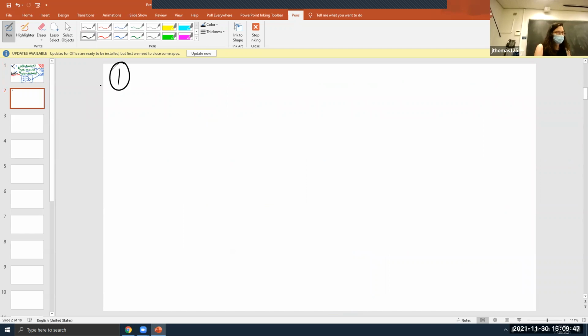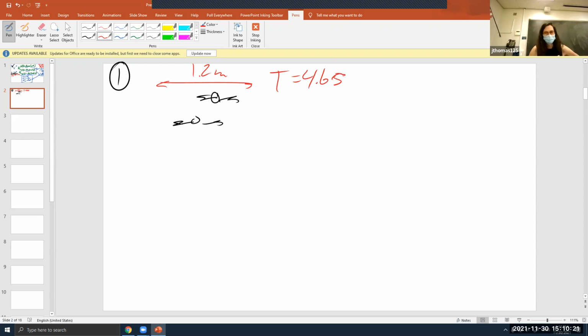We have two objects that are oscillating back and forth. They are oscillating along a string with a given length. They tell us the length is 1.2 meters. And they tell us they have the same period. Both of them have a period of 4.6 seconds. And then they mention that there is a phase difference. And I'll come back to where the phase difference comes in. And a lot of your definitions for the functions and stuff, there's a phase difference included.